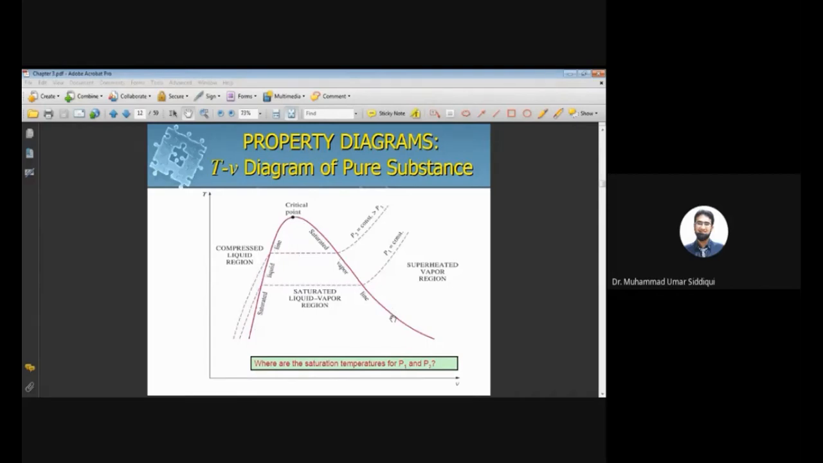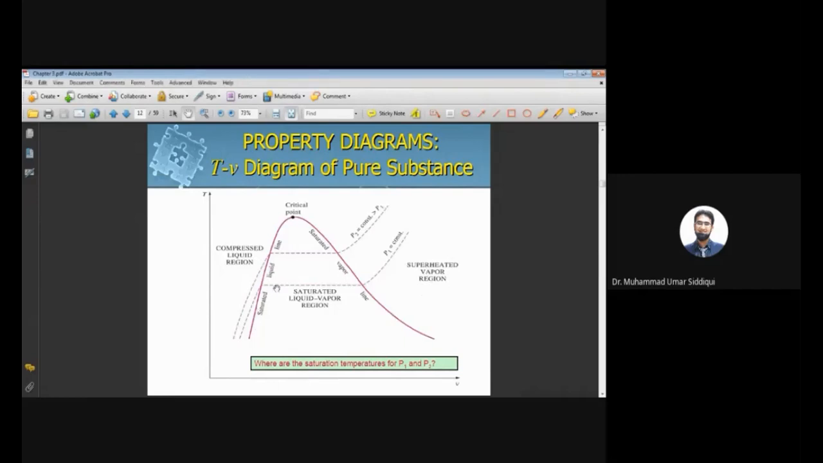Okay, the right-hand side of this dome is the superheated vapor region, and the left-hand side of the dome is the compressed liquid region or the subcooled liquid region. So this was the TV diagram that we discussed for the pure substances. This is going to be the same for any pure substance. Basically the main pure substances that we are going to focus on in this course will be steam or water, you can say, and a refrigerant R134A.